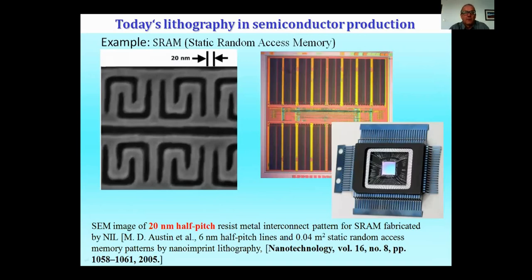So there is an example of such chips from production, static random access memory, where you can see that it is a very large chip, and you can see the details of structures where the lines in minimal structures are 20 nanometers in line width. It was published in 2005 in Nanotechnology.